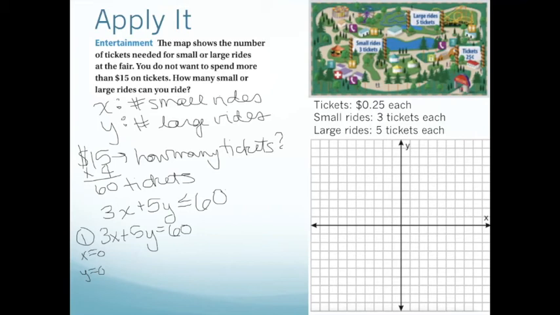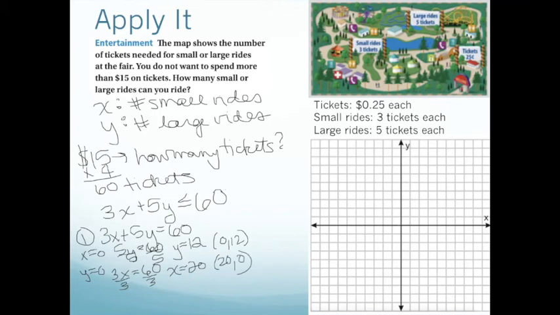What happens when x is 0? We get that 5y equals 60. So y equals 12. Divide both sides by 5. What happens when y is 0? We have that 3x equals 60. Divide both sides by 3. We get that x equals 20. Okay, so my points here, I have 0, 12, and 20, 0.